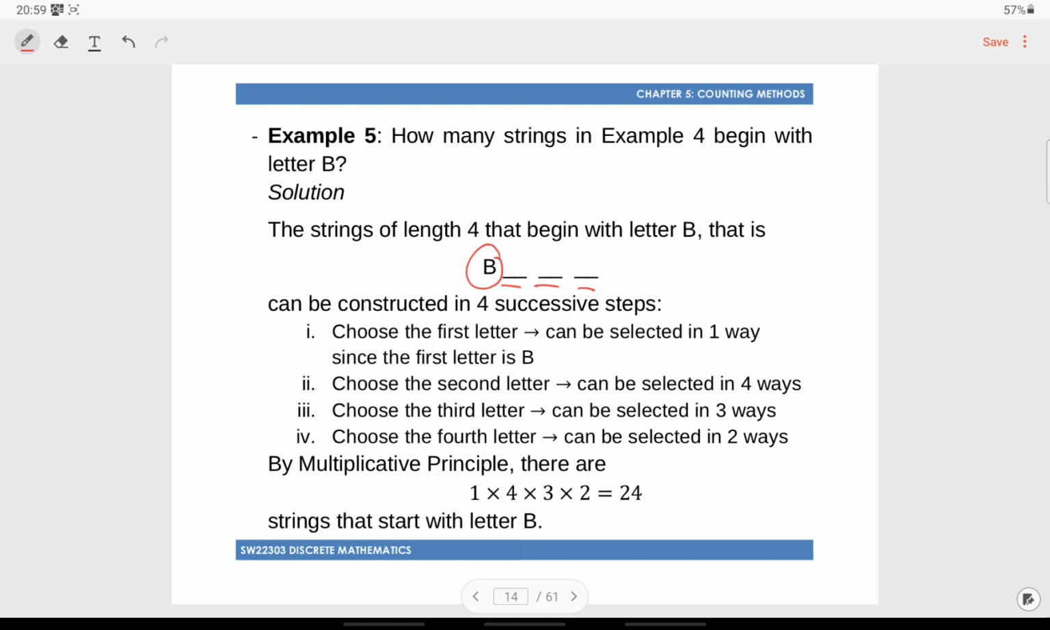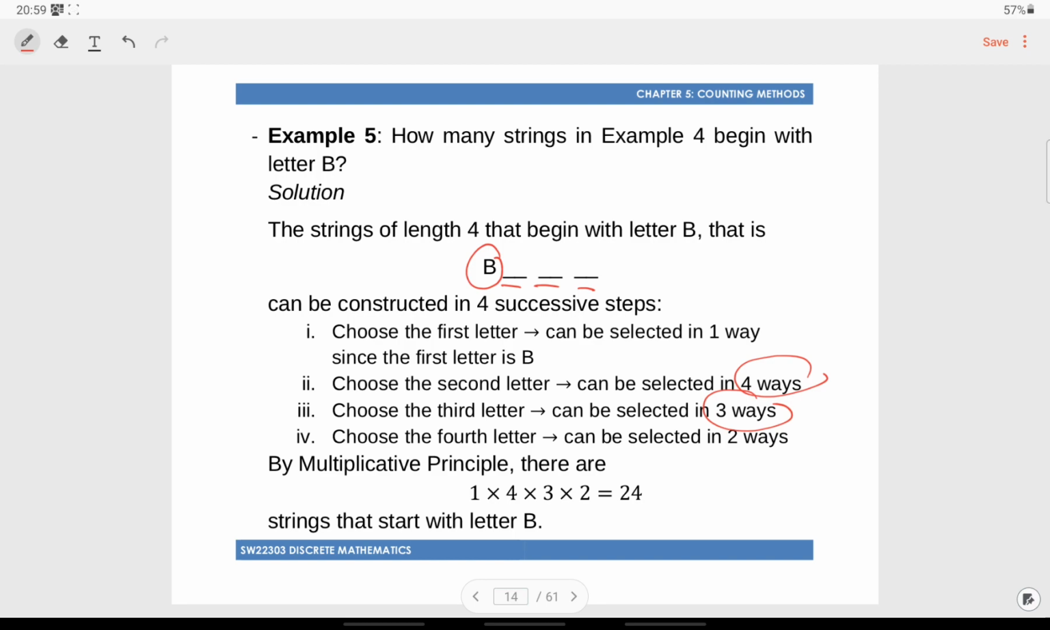Finished with the first step, we move to the second step, which is to choose the second letter. After we take B, there are only 4 remaining letters, so that is why it can be done in 4 different ways. And then followed by the third step. The third step can only be done in 3 different ways, because the letter B and the letter from the second step have been taken out, so there are only 3 different characters to choose. So this task can be done in 3 different ways. And finally, the fourth step is to choose the fourth letter, and it can be done in 2 different ways, because there are only 2 different characters remaining.